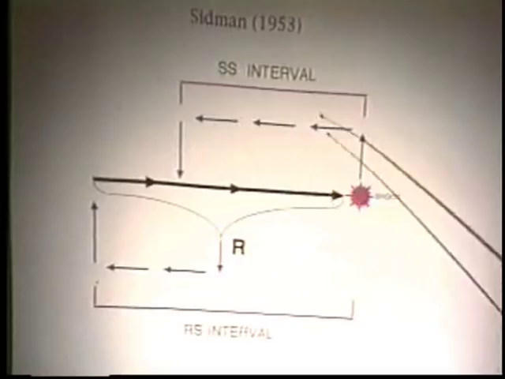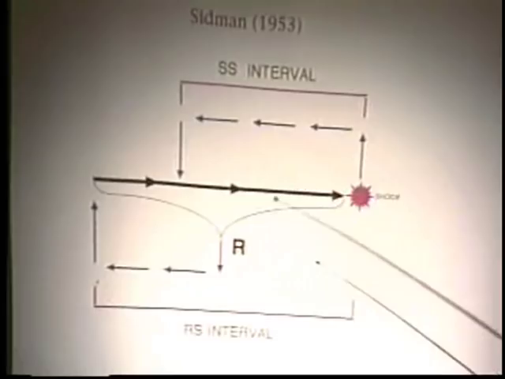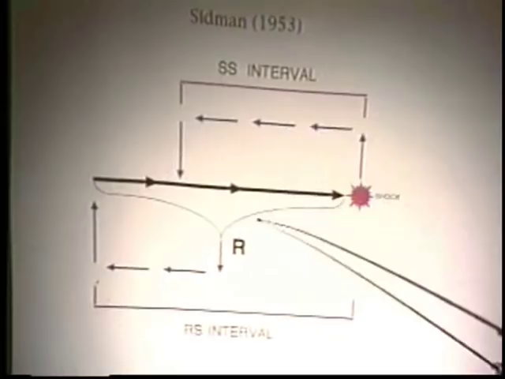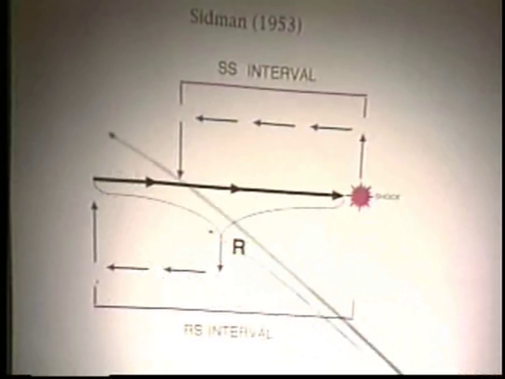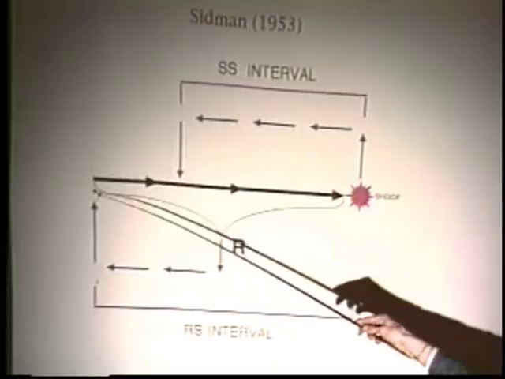Once responding has been established, you can make this one shorter, down to about half the length of this. Response rates will increase as the response-shock interval gets shorter until you get to those very short values. But normally, and especially for acquisition, you would have the response-shock interval longer than the shock-shock interval. Okay, moving on.